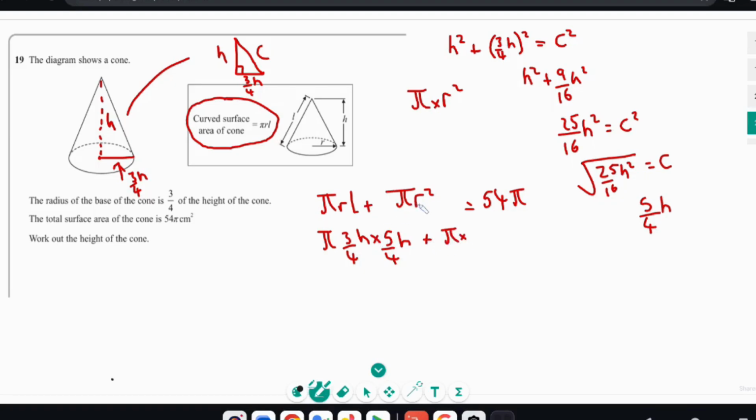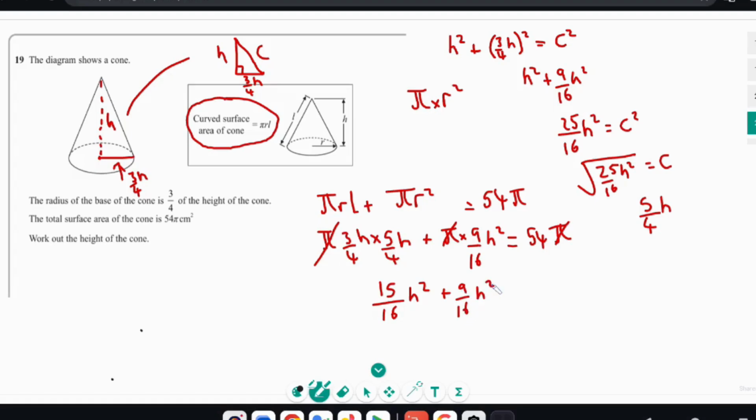Well, we already know 3/4 h squared is 9/16 h squared, so I can put that straight in as my r squared bit here. Okay, so how am I going to rearrange this nasty thing here? I'm going to divide through by pi first to get rid of all the pi's. 3/4 h times 5/4 h. 3 times 5 is 15. 4 times 4 is 16, so it would be 15/16 h squared.